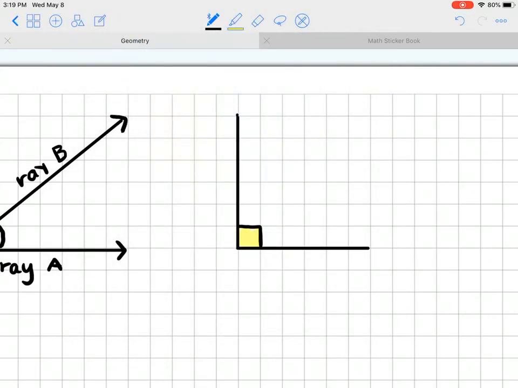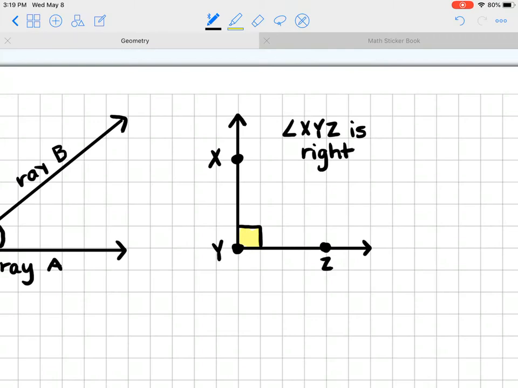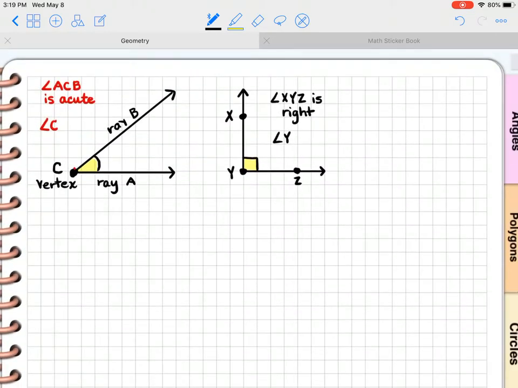Let me finish the drawing. Put the ray symbols on there and give the vertex a point. And maybe this time we have 3 points. Maybe this one has X, Y, and Z. So we could say that angle X, Y, Z is right. Or we could say angle Y. You can name it with the vertex only. That is perfectly fine.